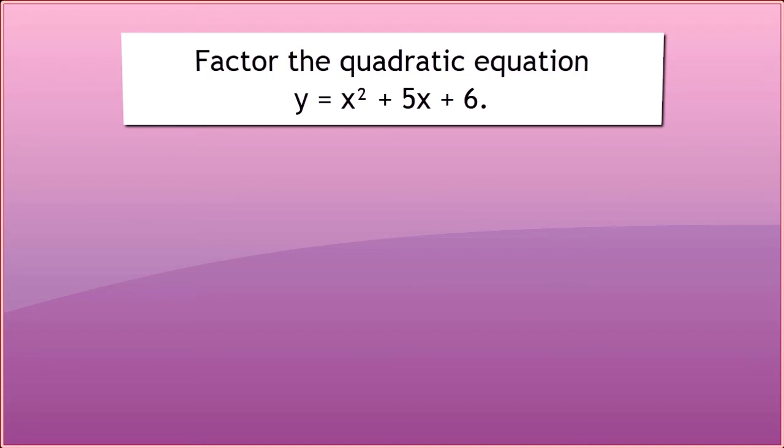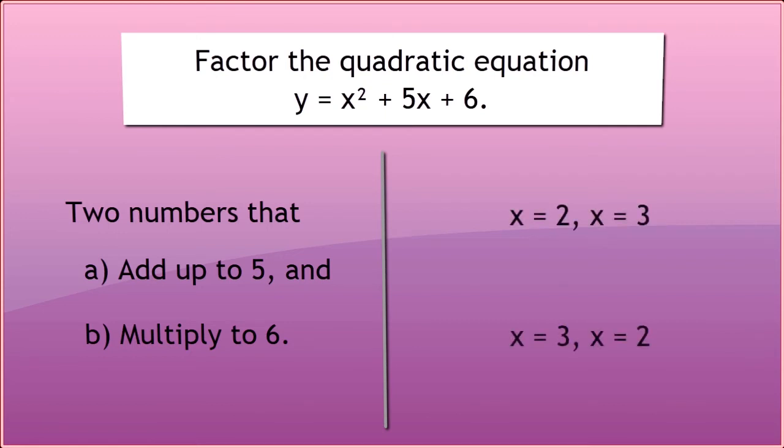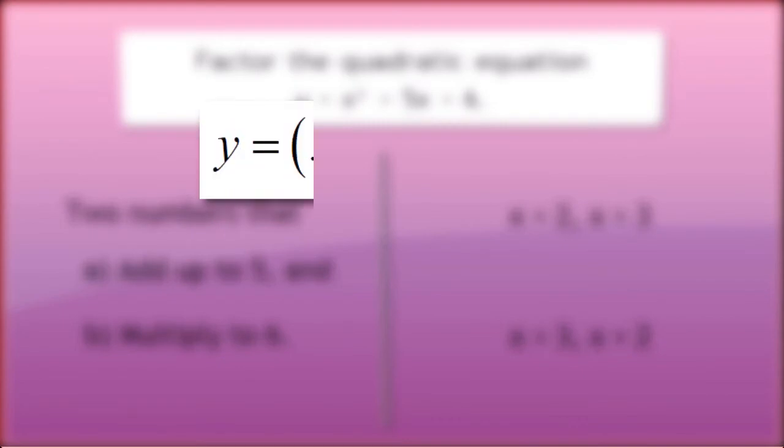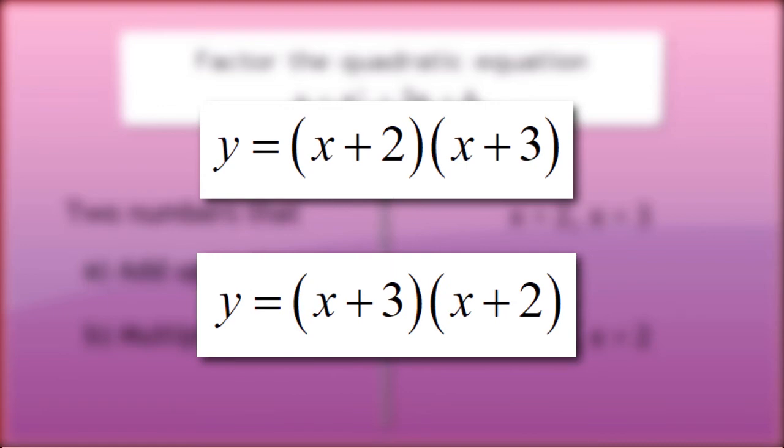Since the coefficient in front of x squared is 1, this quadratic function is easier to factor. We need to determine two numbers such that a, they add up to 5, and b, multiply to 6. The values x equals 2 and x equals 3 work. The order doesn't matter. In other words, you could also say x equals 3 and x equals 2 work. We can then write out the answer, which is the formula in factored form, as y equals x plus 2 times x plus 3, or in the other order, y equals x plus 3 times x plus 2.